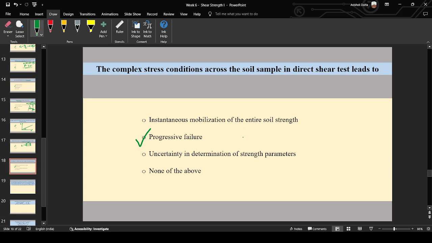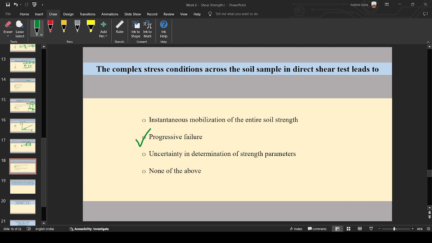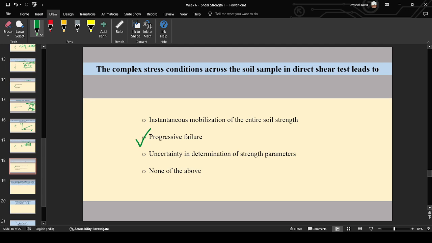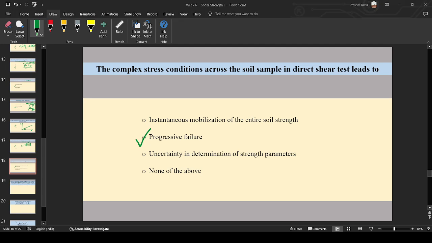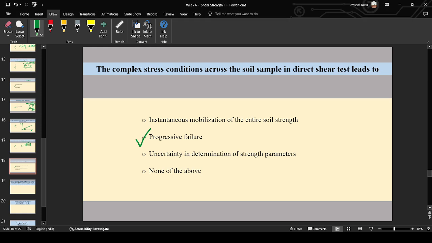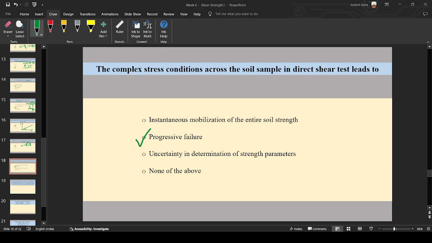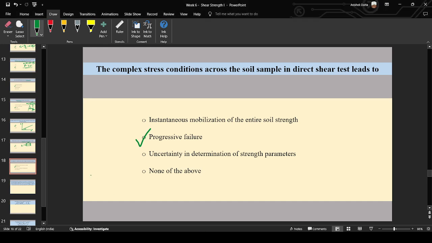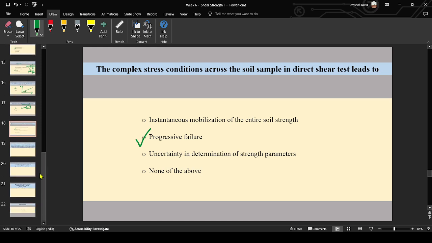So the complex stress condition across the soil sample in direct shear test, what does it lead to? It leads to progressive failure, where the entire soil strength is not mobilized at once. It is mobilized gradually with the passage of time. I hope it was clear. I'll go to the next question.